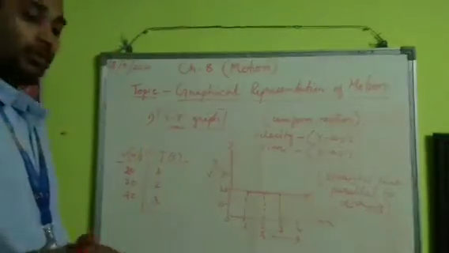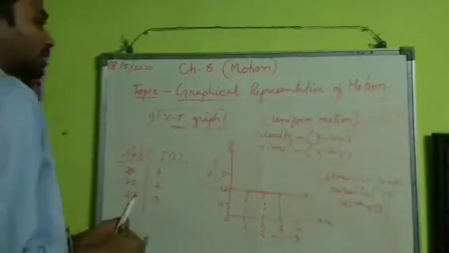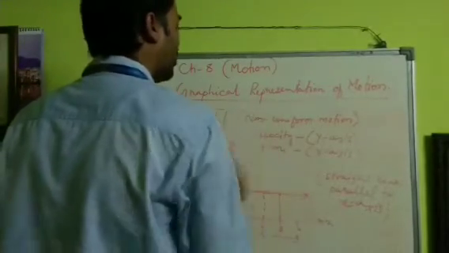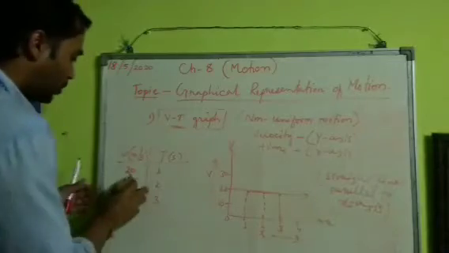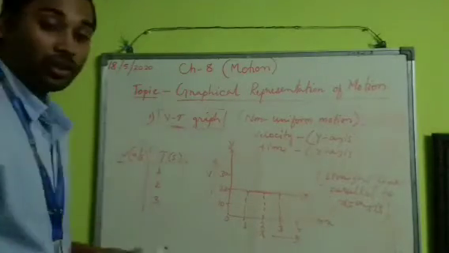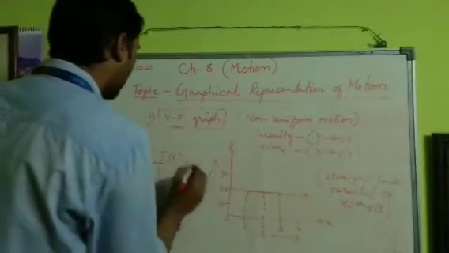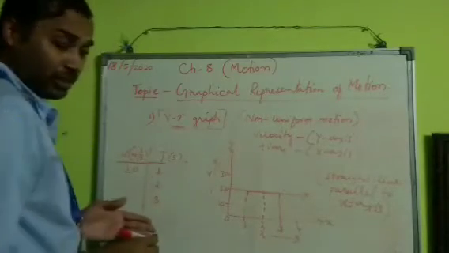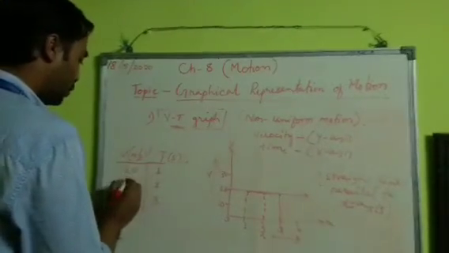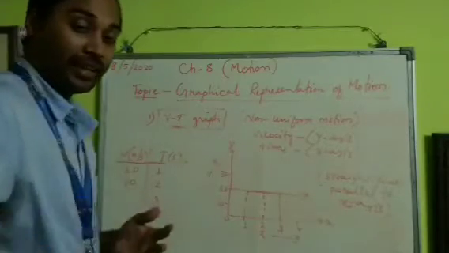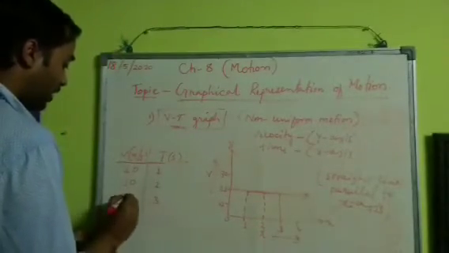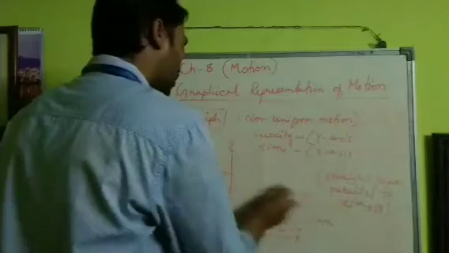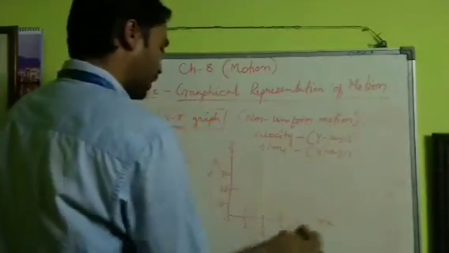Now we'll draw the velocity time graph for a non-uniform motion. For a non-uniform motion, the velocity will not be constant, the velocity will keep changing. Suppose at the end of the first second the velocity is 20, then the velocity reduces to 10 at the end of 2 seconds, and again the velocity increases to 30 meter per second. So if we draw the graph for these values, the graph will be somewhat different.